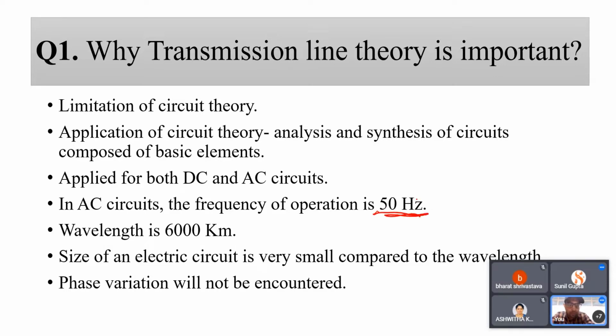Corresponding to this frequency of 50 hertz, the wavelength is defined as lambda equals c by f. Here c is 3 into 10 raised to the power 8, divided by 50. Once you calculate, you will find that the wavelength is 6000 kilometers. Even the distance from Kashmir to Kanyakumari is about 3500 kilometers, so the wavelength is even more than that. Corresponding to this wavelength, the size of the electric circuit will be very small.